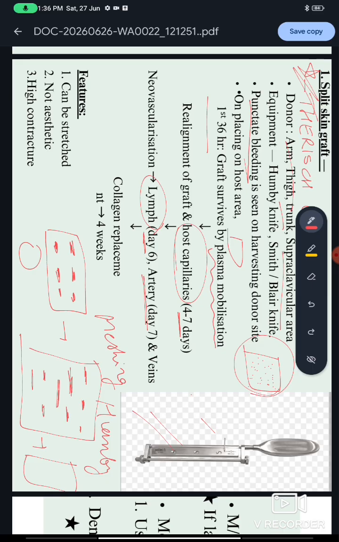And also the formation of these mesh helps the plasma to penetrate better. And as a result, the survival of the graft is improved.